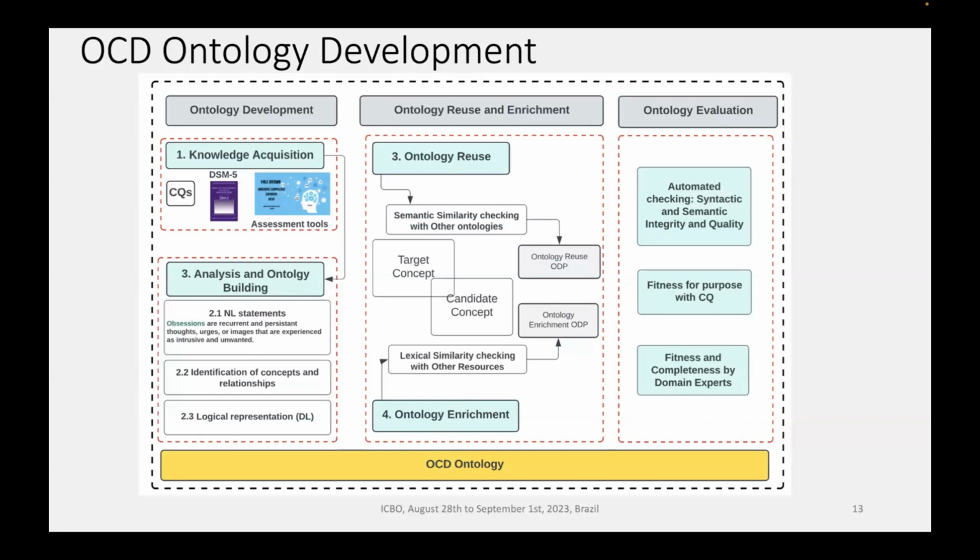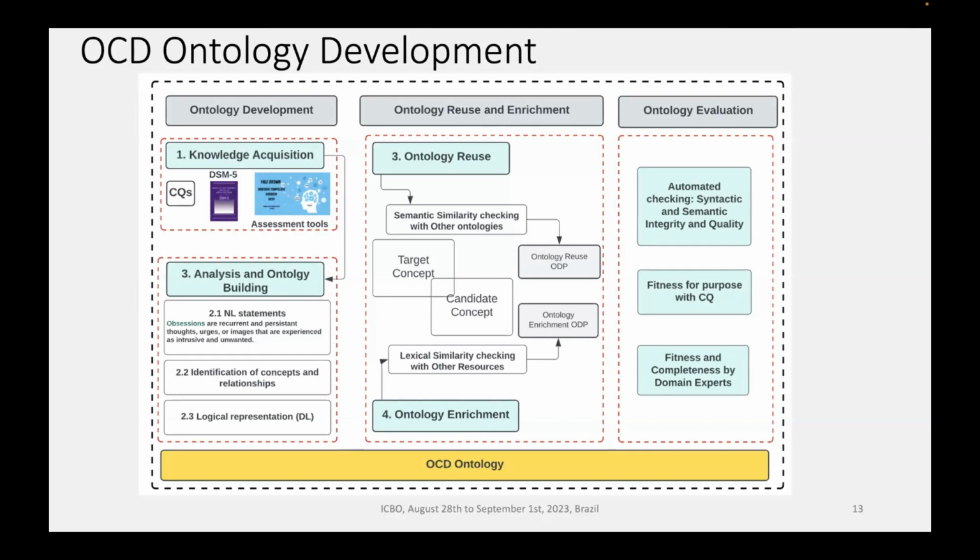And in the first step, knowledge acquisition, we collected knowledge relevant to OCD using formal resources such as DSM-5 and assessment tools, such as the Yale-Brown assessment tool, and we gathered competency questions concerning diagnosis questions and their related patterns. And this is in line with the extendable ontology development methodology that emphasizes the significance of sourcing domain knowledge from authoritative or formal resources. In the second phase, the conceptualization consists of three main steps.